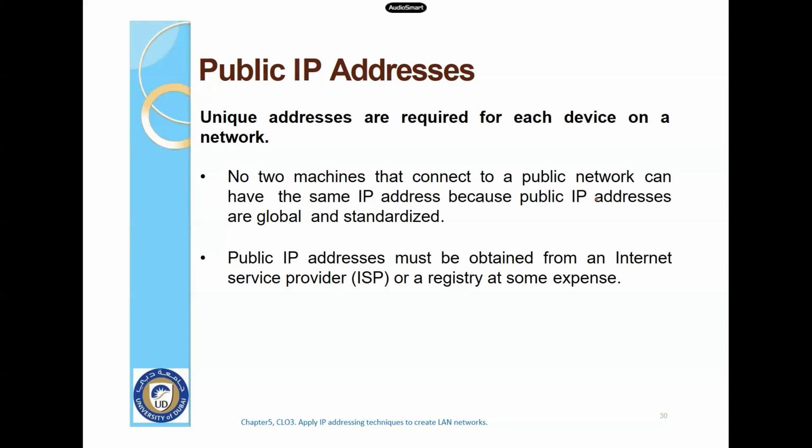If you want to be connected to the internet, you must have an IP address. It's not redundant. You cannot have two IP addresses the same. No two machines can have the same IP address, because there are standards we have to follow. A public IP address must be obtained from the internet service provider or a registry, at some expense. Basically, right now I'm connecting from home, so I got this public IP address, of course with a certain charge for that.